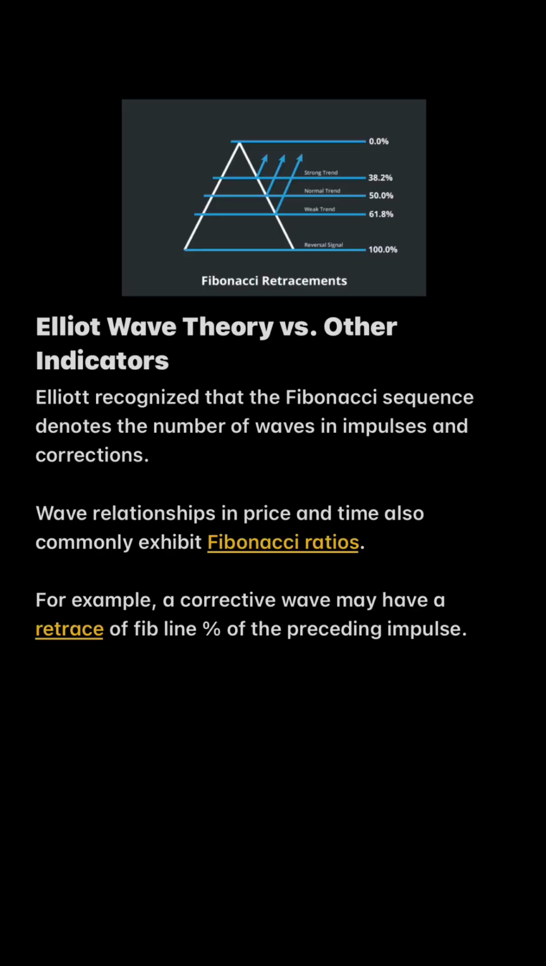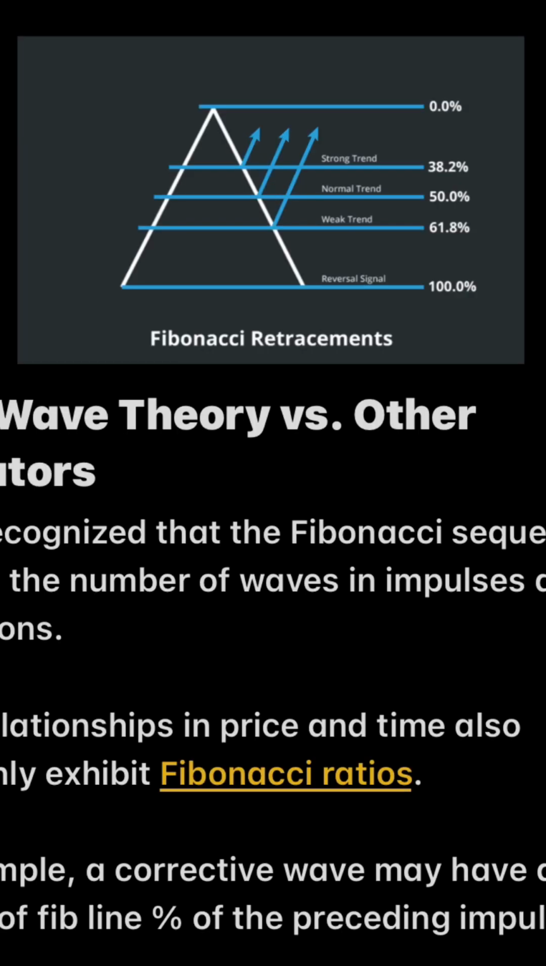Now, it's funny because Elliott wave theory versus other indicators also show very close relationship to fibs, right? So fib sequences denote the number of waves in impulses and corrections. Wave relationships in price and time also commonly exhibit fib ratios. For example, a corrective wave may also have a retrace of a fib percentage of the preceding impulse. And you can see the fib calculations right there in the diagram. Here's a closer picture for you.